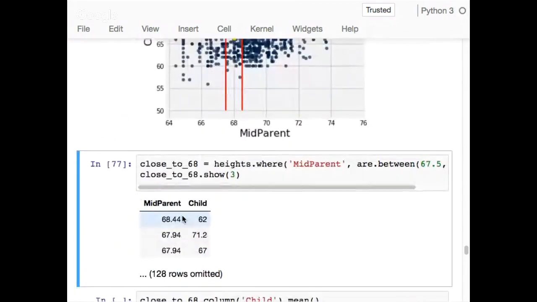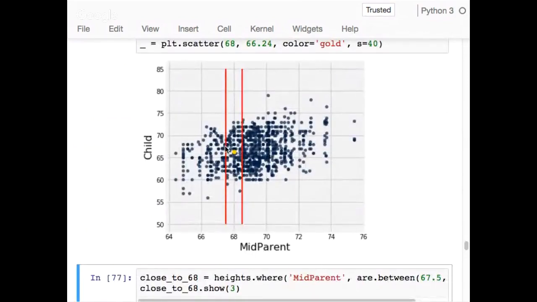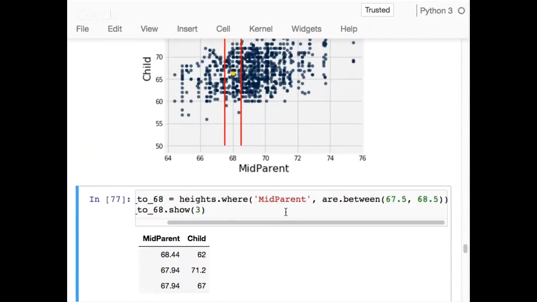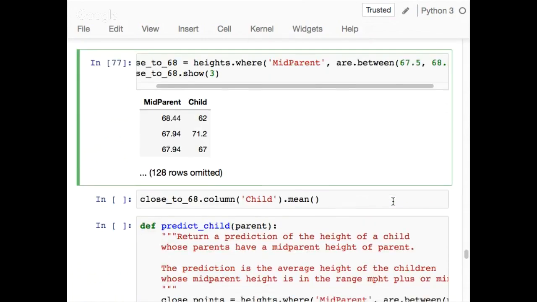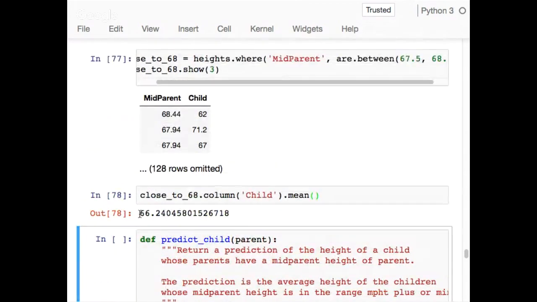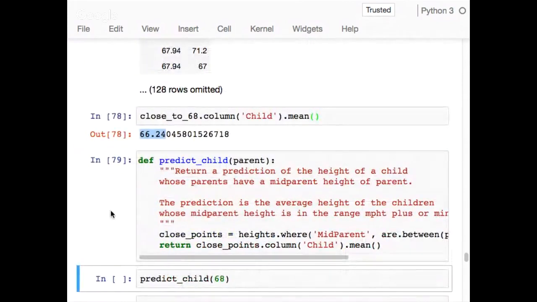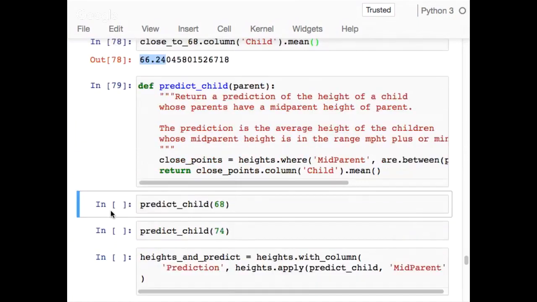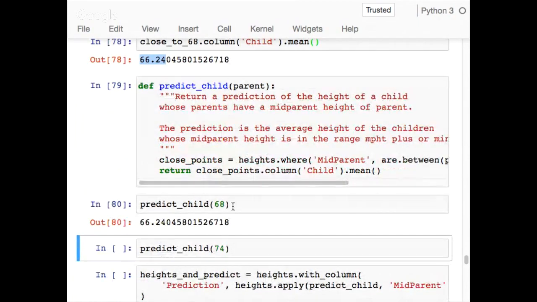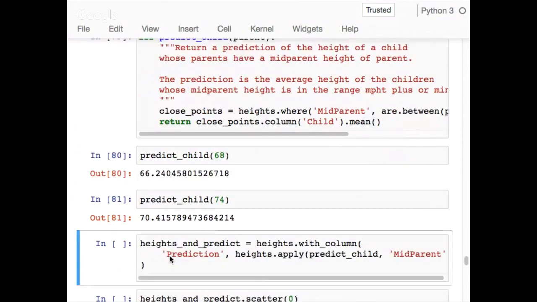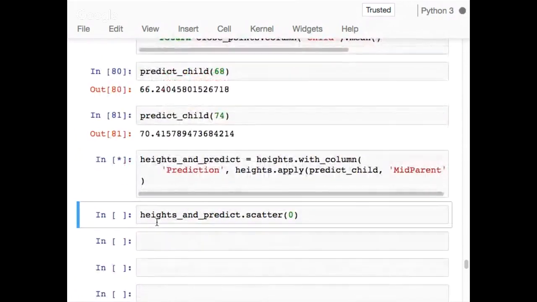The way we do it is we take all the points in between these two markers, which I've done here, and then take the average. And I get that the average child height is probably around 66. So we wrote a function, if you recall, when we were talking about working with apply, so table.apply. So we can make some predictions. Here's the prediction for 68, the prediction for 74. And we used apply to make predictions for every single x value in our table. So it's going to chug along and predict a bunch of points.